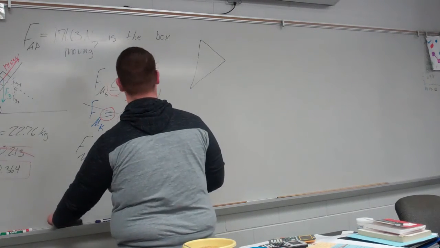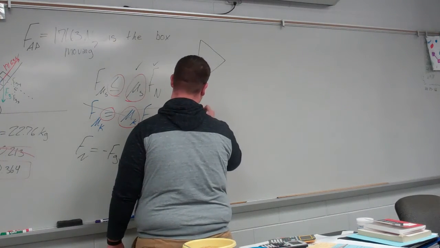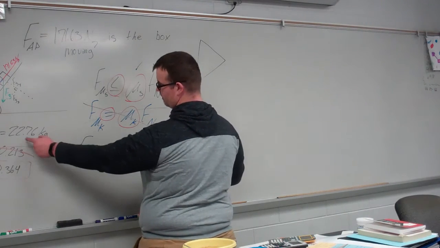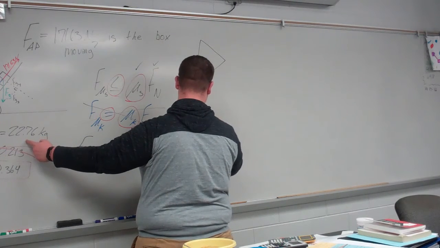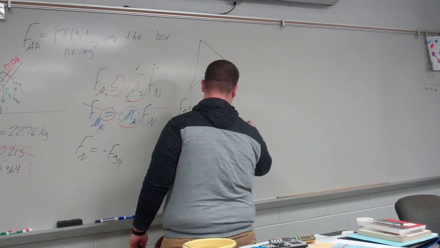All right. Can you find the force of gravity? Absolutely. Force of gravity is equal to mass times gravity. And I gave you a mass of 22.76 kilograms, times gravity, 9.81 meters per second squared.